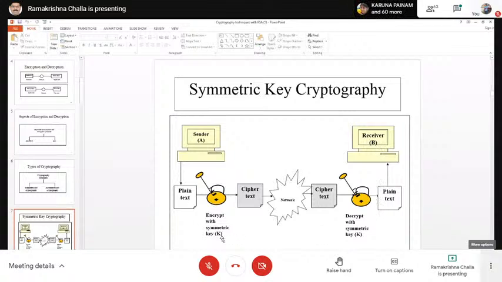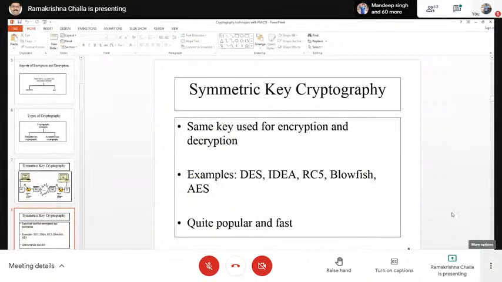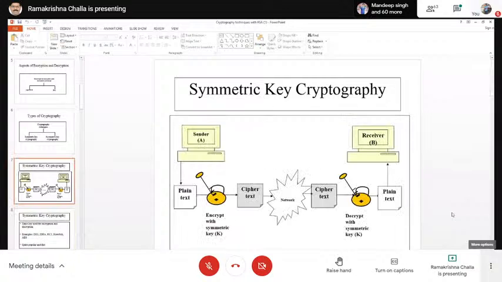One of the important things you should observe here is that sender and receiver are usually separated by a geographical distance over a network. The problem here is how to share this symmetric key K, because the same key has to be used by the receiver also. That is one of the biggest challenges that you can see.